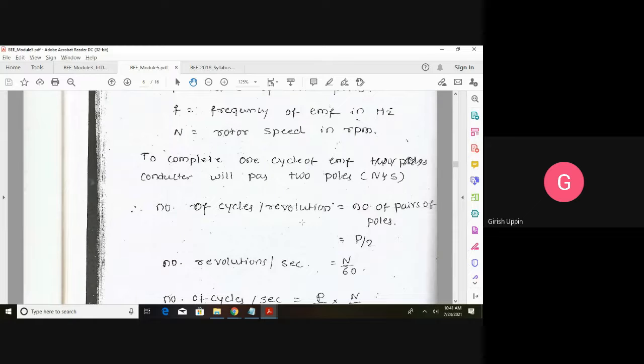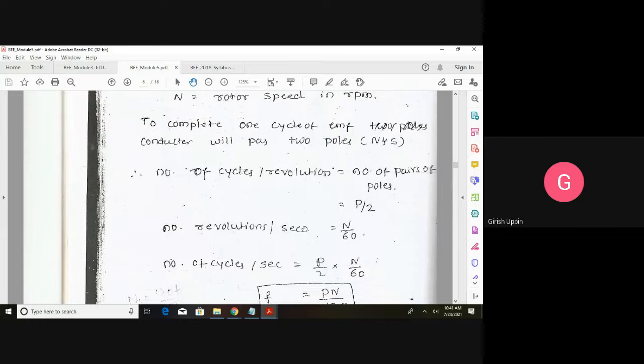So the number of cycles created per one revolution is half of the number of poles. If the number of poles is P, then P divided by 2 is the number of cycles created per one revolution. And the number of revolutions per second: N is the speed, the number of revolutions or rotations per minute, so per second, revolutions per second is N divided by 60. What we want to calculate is the number of cycles per second.